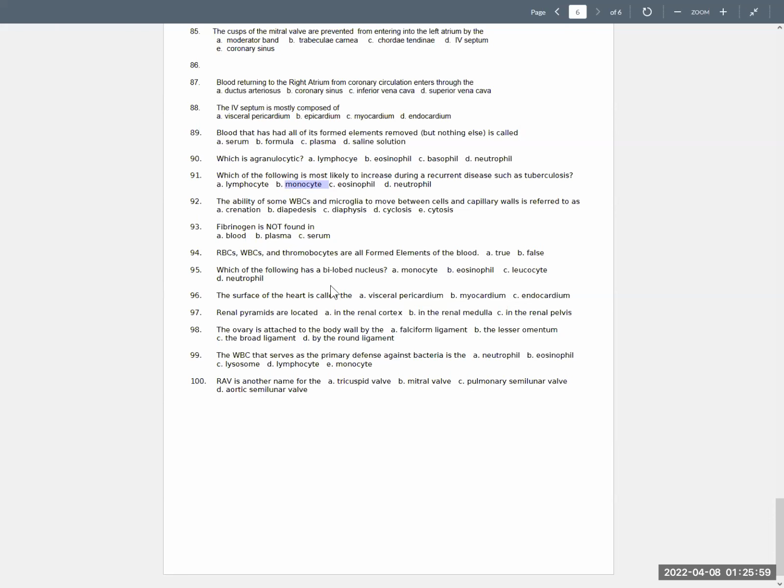95, which of the following has a bilobed nucleus? You may have to look at the picture provided in the lecture, but it's the eosinophil. What did you say was 95? I've got it highlighted. Okay, thanks. 96, the surface of the heart is the visceral pericardium. It's also known as the epicardium.